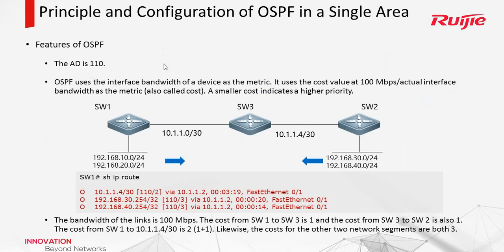We have said OSPF chooses the interface bandwidth as the metric, and 100 megabit actually equals a metric of 1. So here, this link is 100 megabit, the cost is 1, and then this link is also 1. So on switch 1, we can find that to this 10.1.4 network, the cost should be 1 plus 1 equals 2.